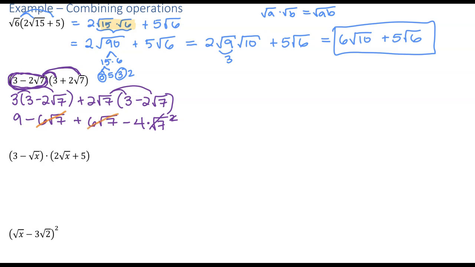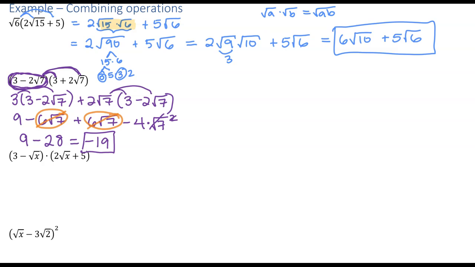The plus 6 root 7 minus 6 root 7, that actually adds up to 0. So even though those were kind of messy, they drop out in the end, and I get 9 minus 4 times 7, which is 28, otherwise known as negative 19. So this is my final answer, but I want to talk about a couple of things.